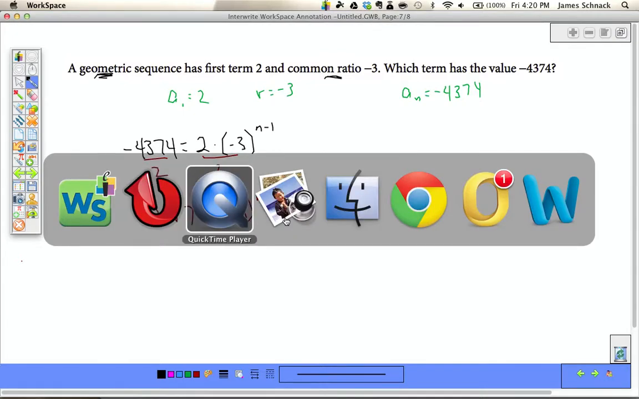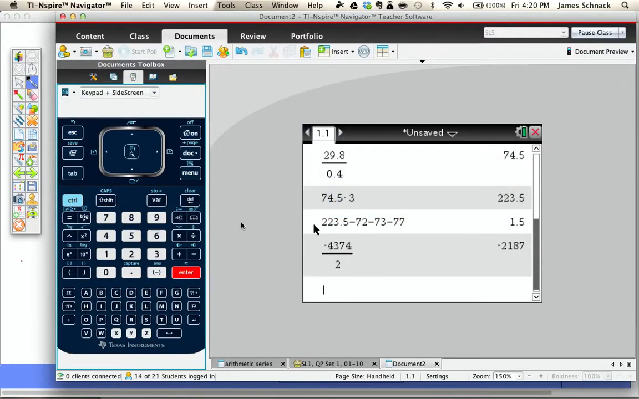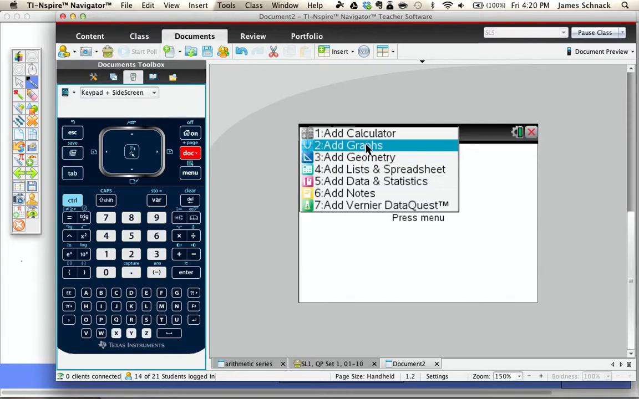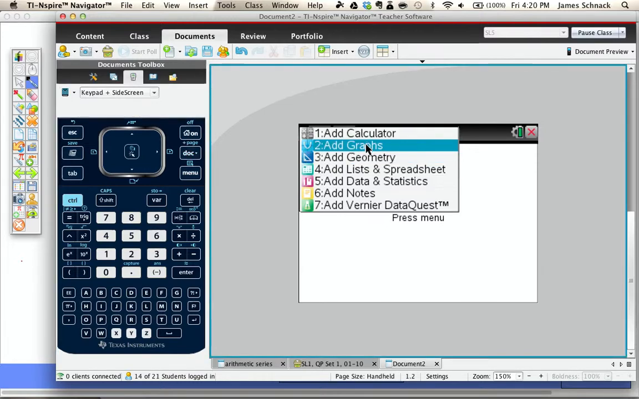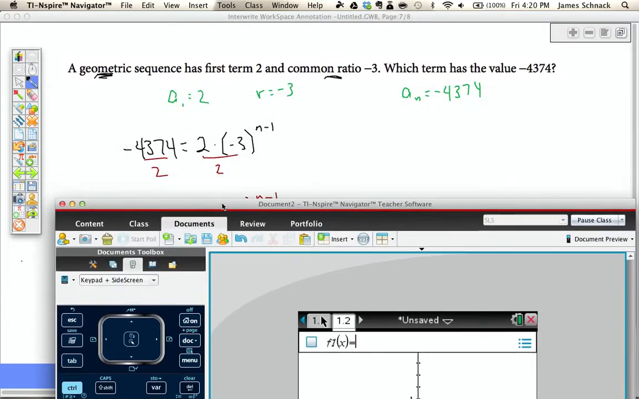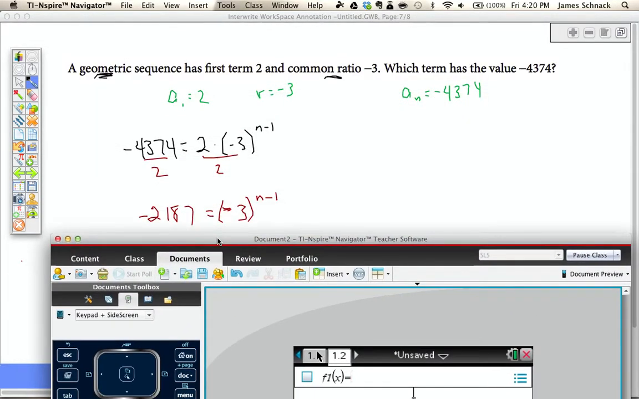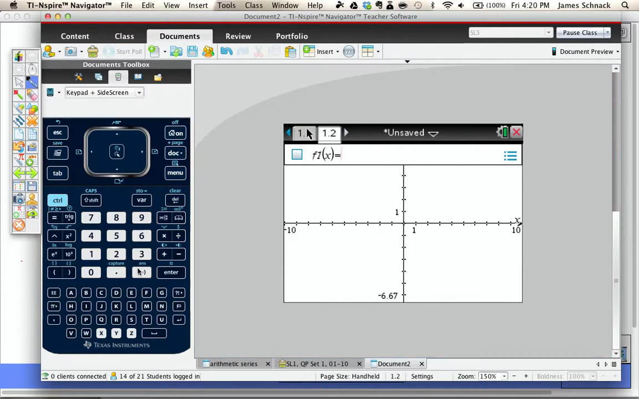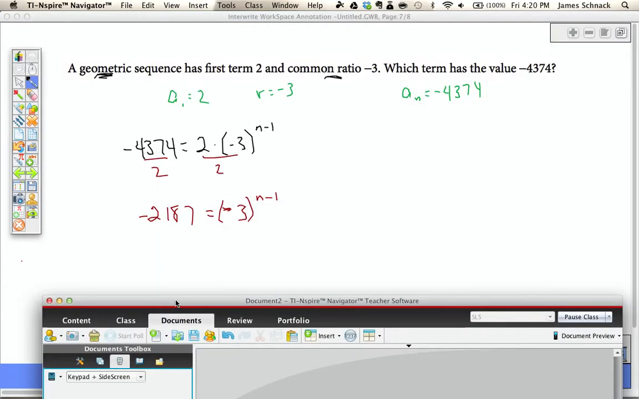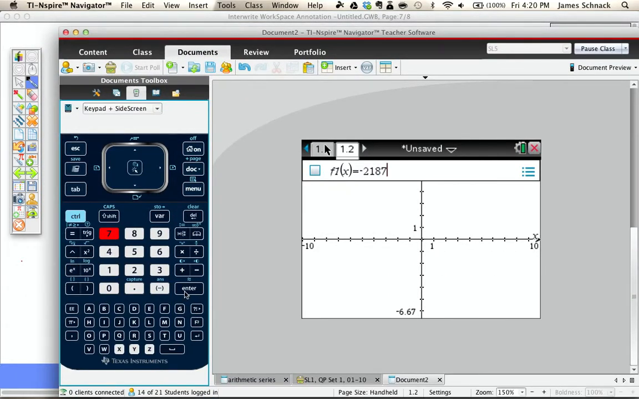What I'm actually going to do is go back to the graphing calculator. Remember, we can use our graphing calculator sometimes to solve problems. I'm going to go to my graph. Let's add a graph page. And I'm actually going to graph these equations right here. -2187. Boom, graphed it. Where is it? Well, it's way down here.